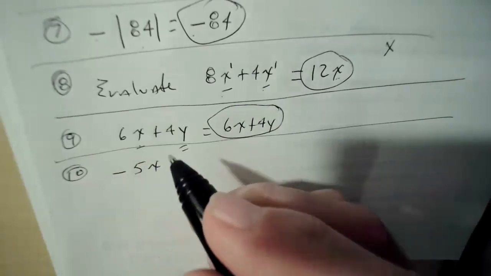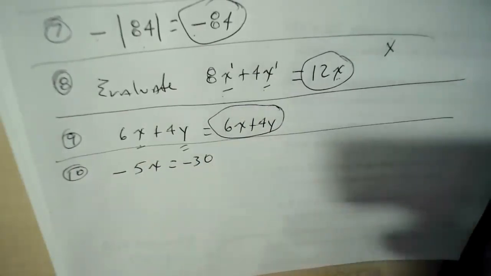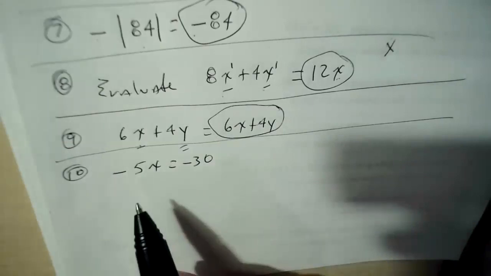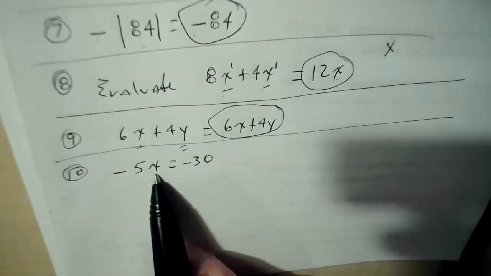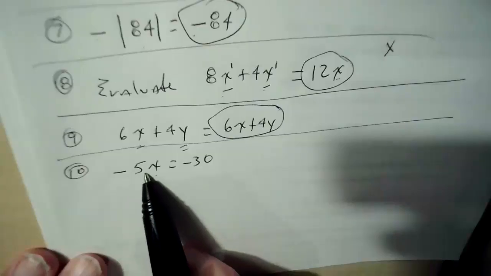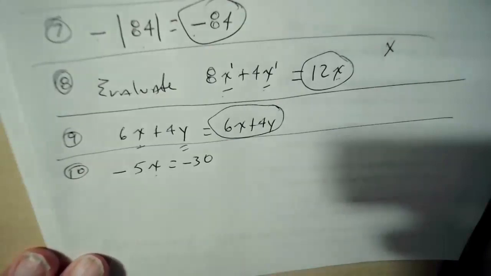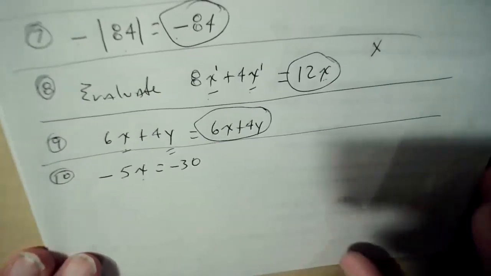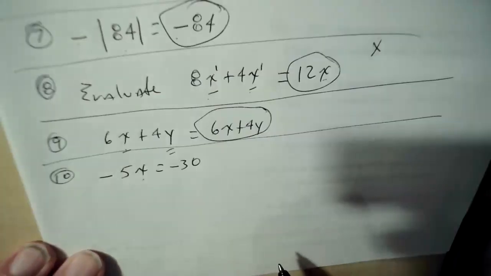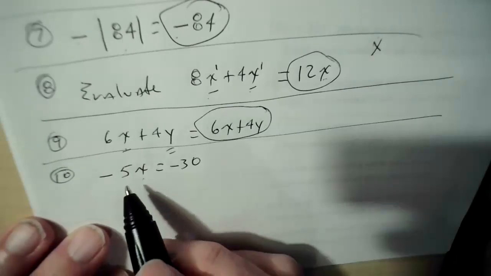Negative 5x equals negative 30. We want to find the value of the variable, the letter. So this means negative 5 times x. Remember, now we do PEMDAS in reverse. First we get rid of addition, subtraction, then multiplication, division, then the exponent, then parentheses.